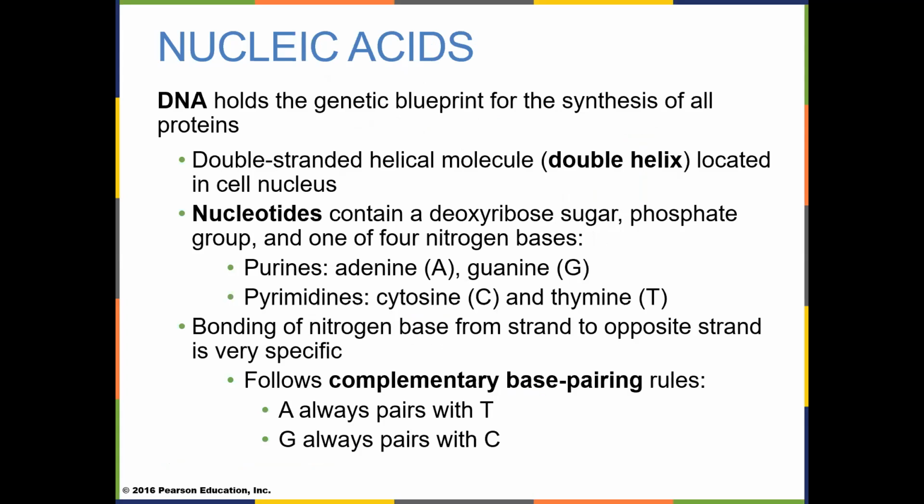The DNA molecule is a double helix. It's like a spiral staircase, like a ladder that's been twisted. The nucleotides use 4 different bases in DNA: adenine, guanine, cytosine, and thymine. These are the 4 bases we have.